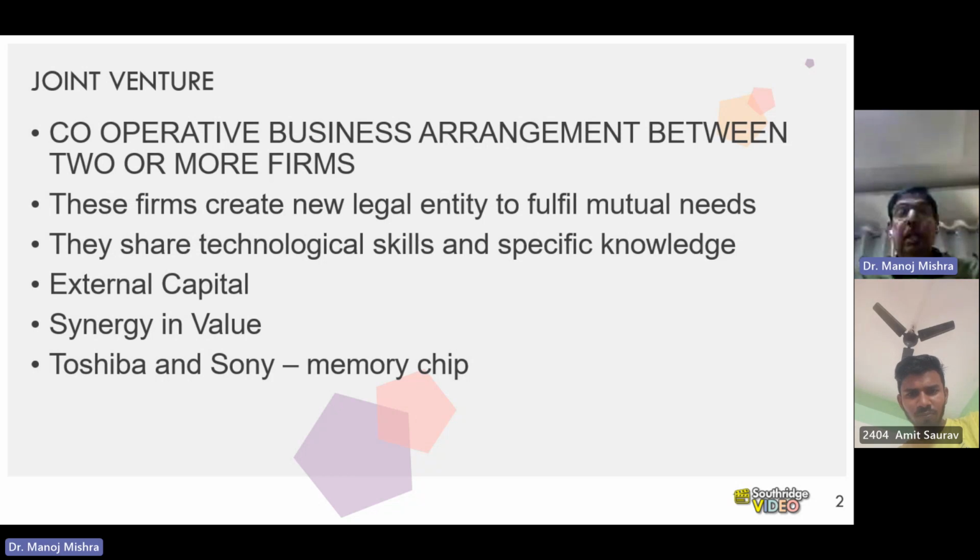Now we have the example of Toshiba and Sony. They came together to create the memory chip. What Toshiba brings is electronic, and what Sony brings is electric. These two individuals, which of course have great value in themselves, Toshiba as a firm and Sony as a firm, when they come together to create a memory chip, obviously that output will be much superior to what they would have done individually. That is why we say there is a synergy of Toshiba and Sony coming together.